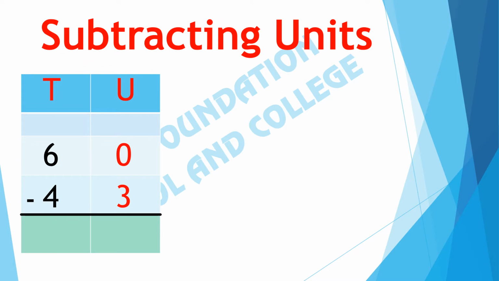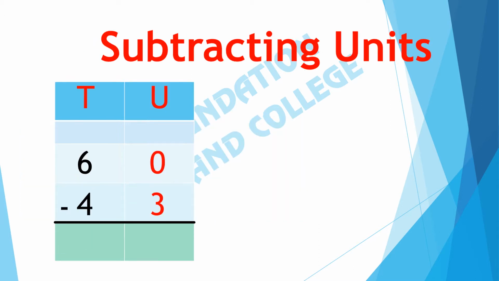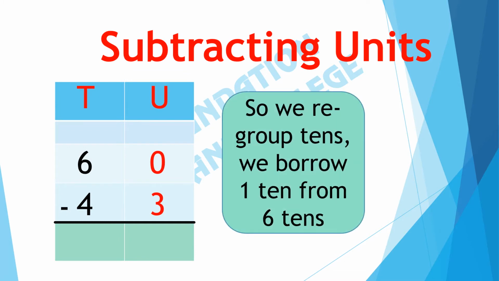So first of all we will subtract the units. We have to subtract 3 units out of 0 units. As we cannot take away 3 units out of 0 units, we will take borrow. We will regroup the tens. So we regroup the tens, we borrow 1 ten from 6 tens. From 6 tens, if we take 1 borrow, we are left with 5 tens here.